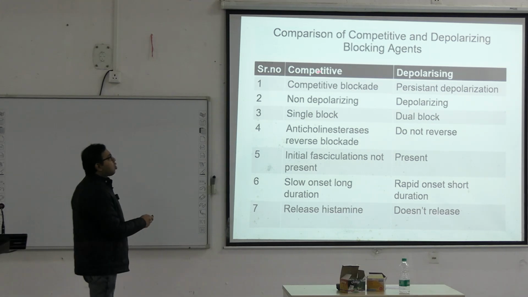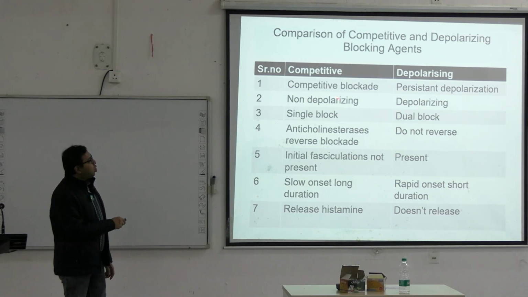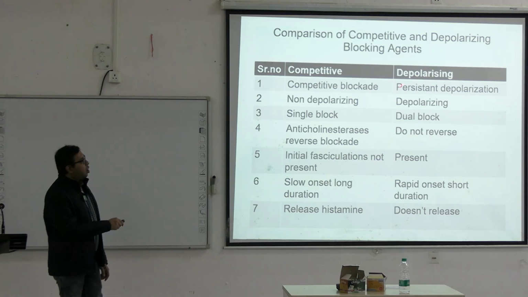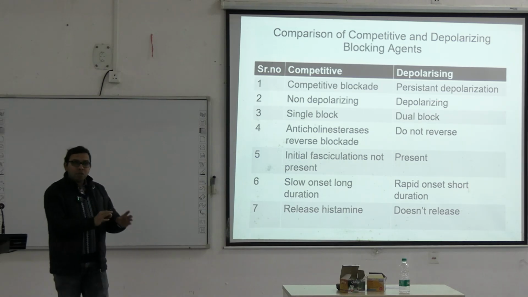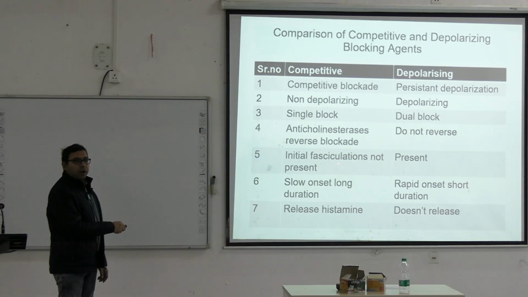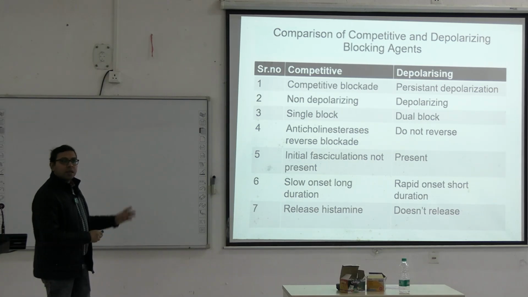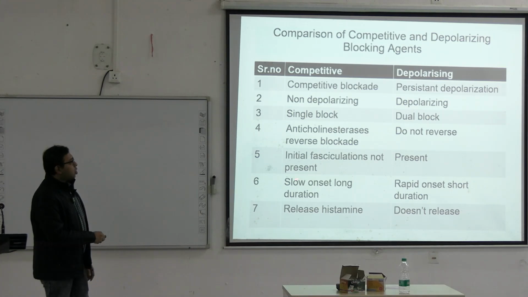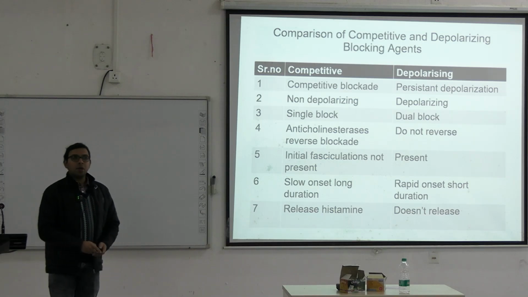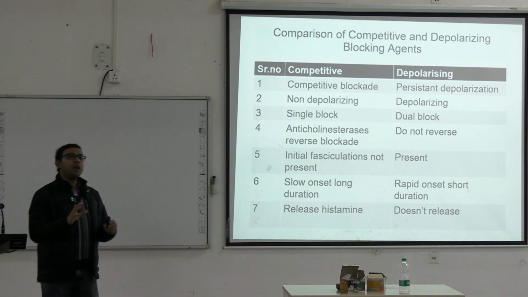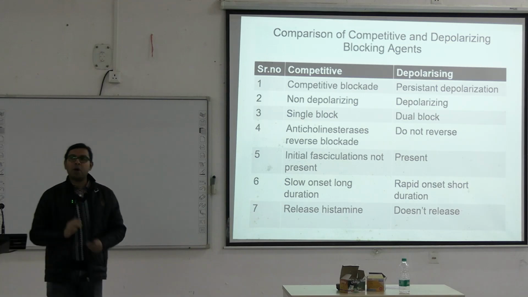So again the difference: competitive ones cause competitive blockade, these are non-depolarizing, usually causing single block. The depolarizing blocker causes persistent depolarization, it may cause dual block, phase 1 and phase 2. This can be reversed by the anticholinesterase agent, this cannot be reversed by the anticholinesterase agent. Initial fasciculations are not present in the competitive blocker; in the depolarizing blocker, they may be present. Slow onset, long duration, usually; succinylcholine, rapid onset, short duration. It may release histamine, it does not release histamine. So there are so many differences between the competitive blocker and the depolarizing blocker.